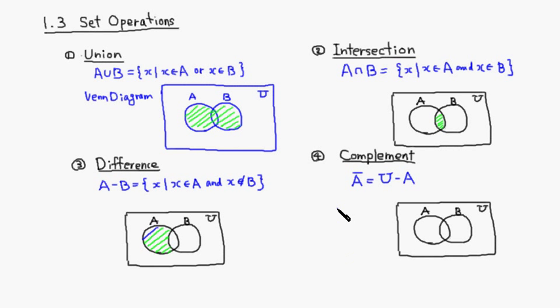Actually, in the Venn diagram, we don't really need two sets, so I should probably erase this and rewrite it. You have one set A, so that's A right there. So A complement is everything but A. Another way to write it is a collection of elements in U such that X is not in A.